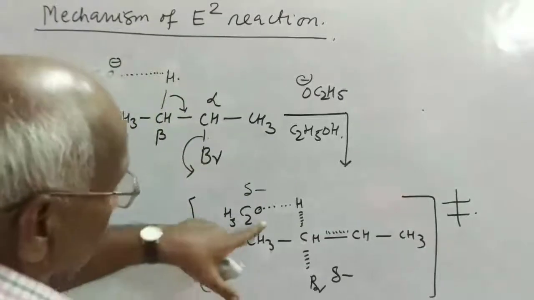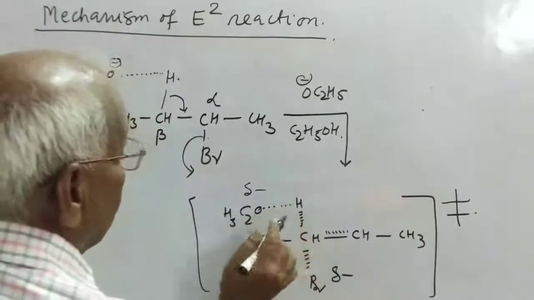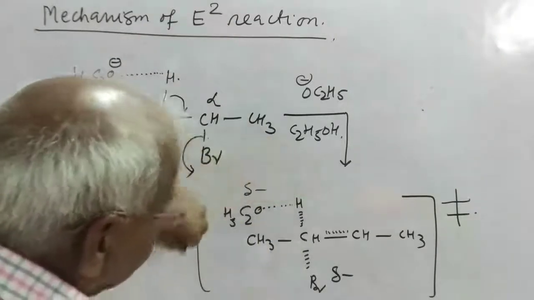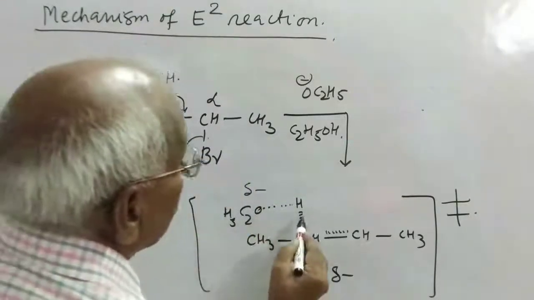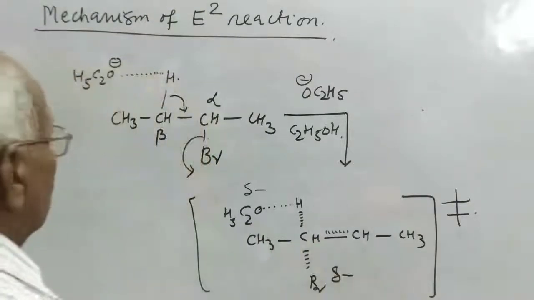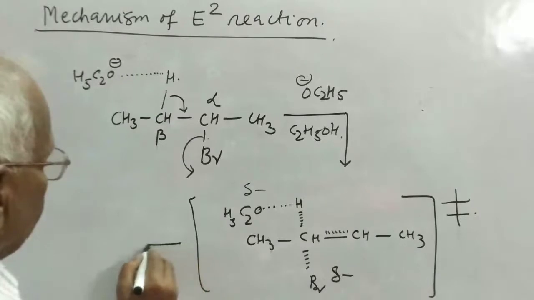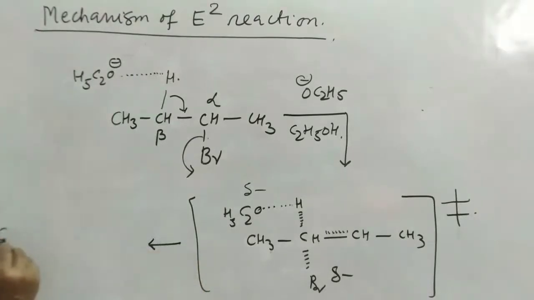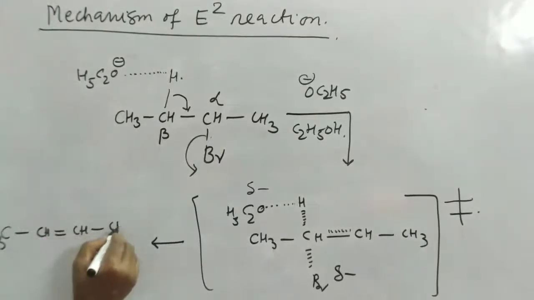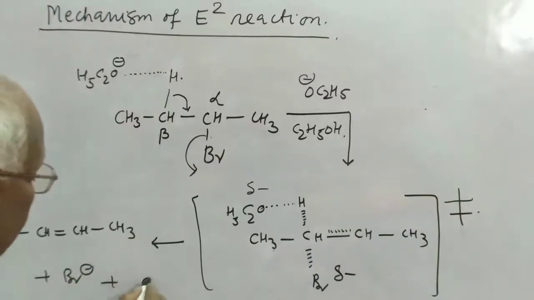And lastly, when the bond between hydrogen and ethoxide ion is formed fully, it comes to ethoxide ion, this goes to here making a pi bond, and this bromide ion goes out. So there are three things. So now write the product first. Your product is CH3, CH double bond CH, CH3 plus bromide ion plus ethoxide.